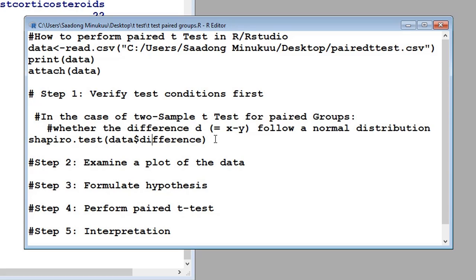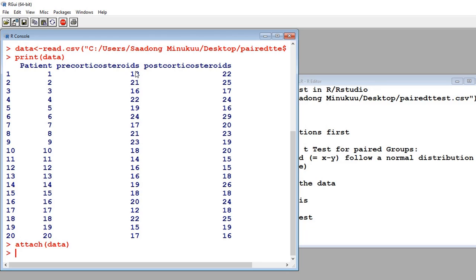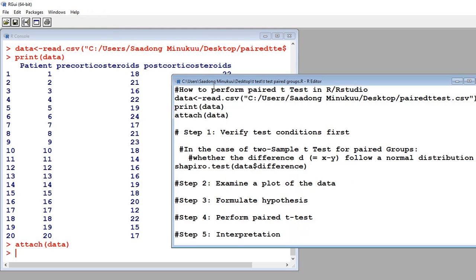So it's important that the differences between the two groups actually follow a normal distribution, which means if I should pick the values of post-corticosteroids minus the values of pre-corticosteroids, all the values that I'm going to get, these differences must follow a normal distribution. Now, how do we calculate the differences between post-corticosteroids and pre-corticosteroids? To do that is very simple.